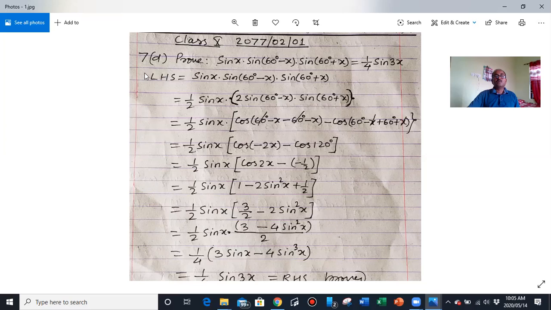Like I have given number also, 7D. Prove that sin x into sin 60 degree minus x into sin 60 degree plus x equal to 1 by 4 sin 3x. So in the exercise there are some more questions of this type. By seeing this solution you can apply a similar technique in those also.